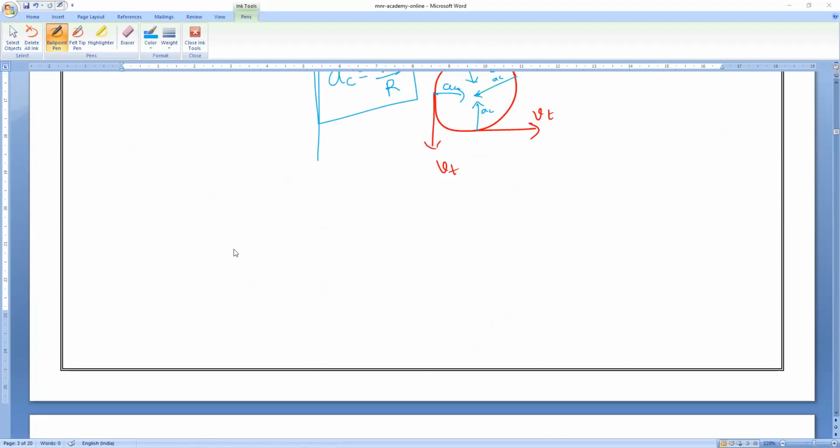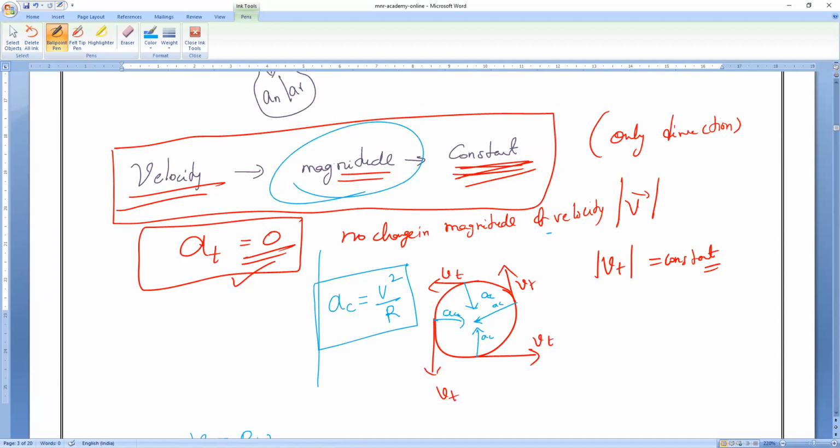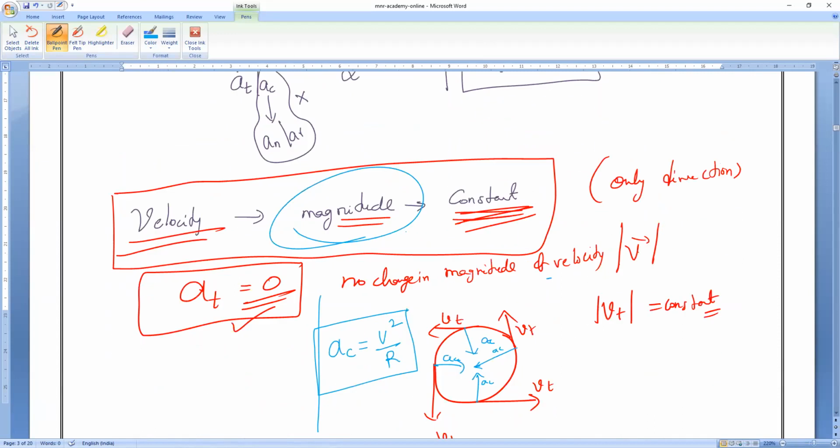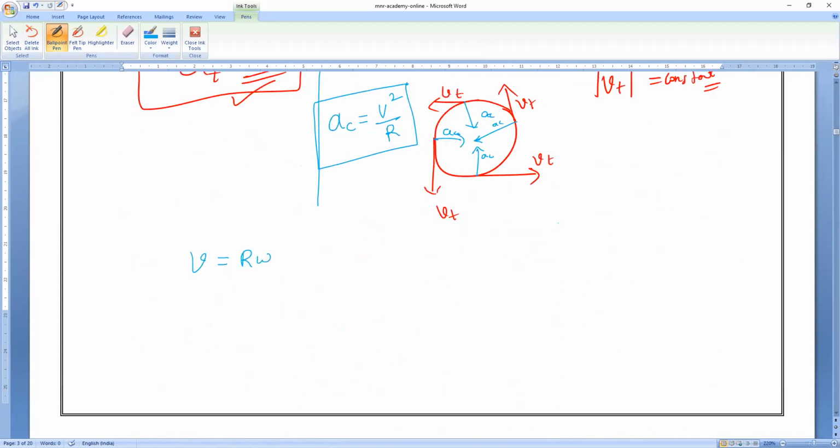Now all of you remember, we all know that V is equal to R omega. We have derived the formula. Am I right or wrong? Yes, V is equal to R omega. So in a circular track, the magnitude remains constant, so V remains constant.